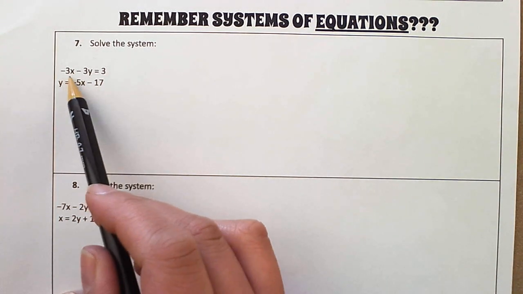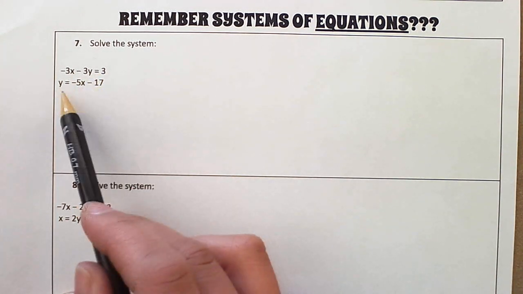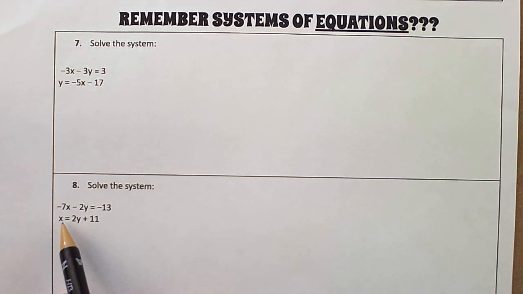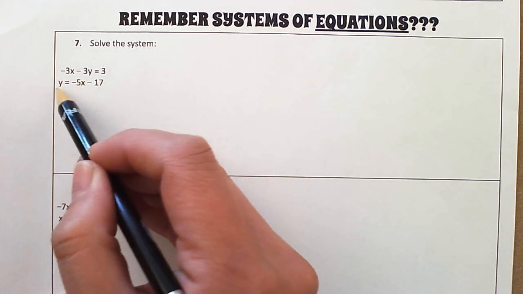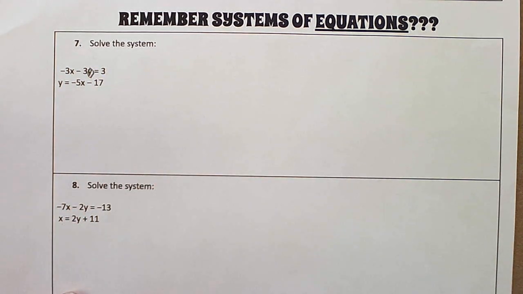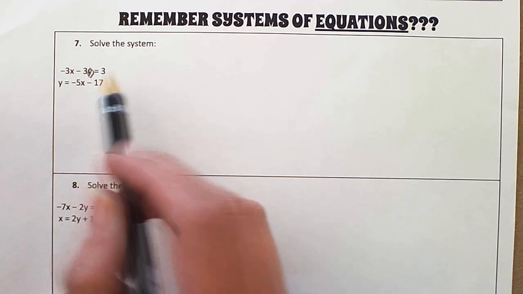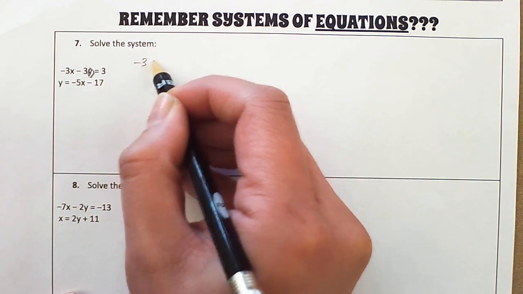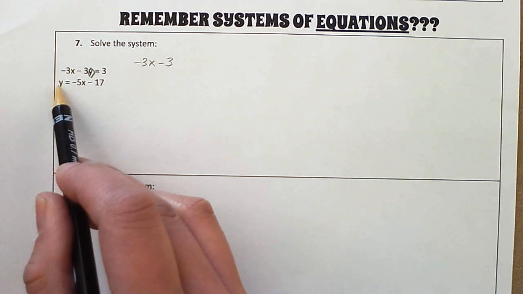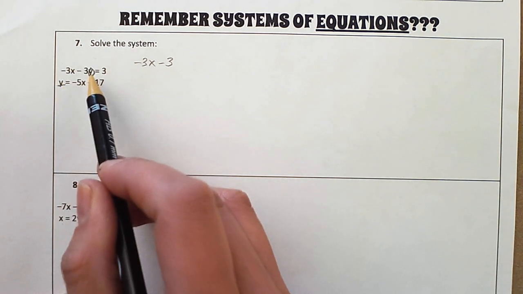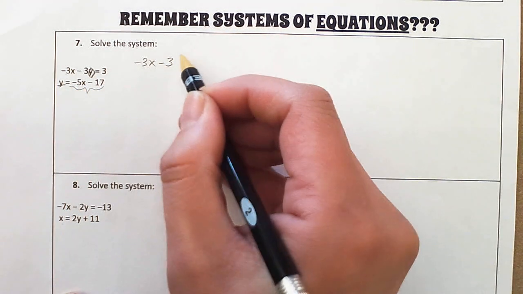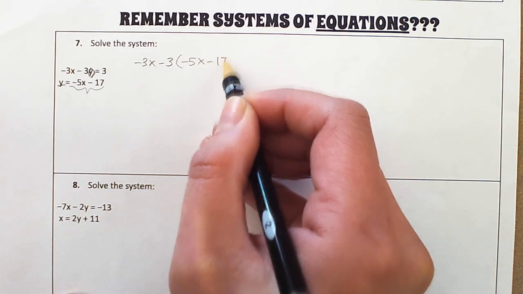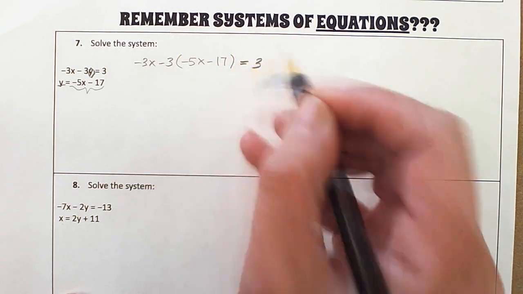You might notice that one of them is in standard form and one of them is in slope-intercept. And then for number 8, one of them is in standard form and the other one is x equal. So if you remember from the past, we're going to substitute, because we have y alone, we're going to substitute y in the other equation and keep everything else the same. So it'll start by reading negative 3x minus 3, but because we have y, that's the variable we're going to replace with what the y is equal to, which is this entire expression, negative 5x minus 17 equal to 3.